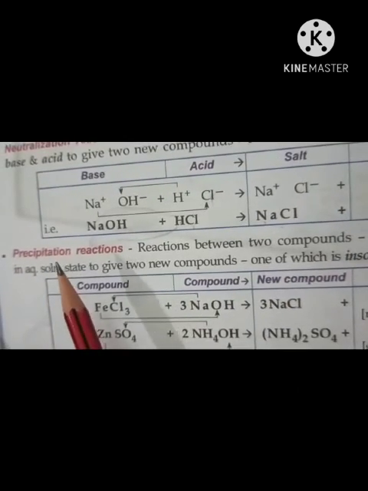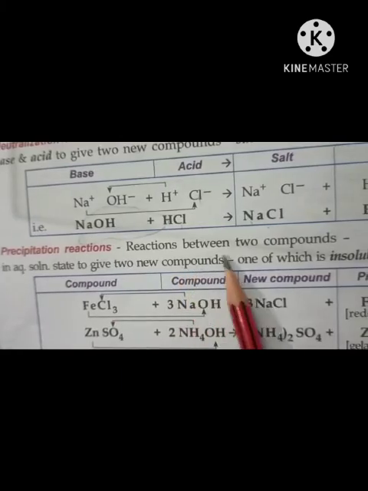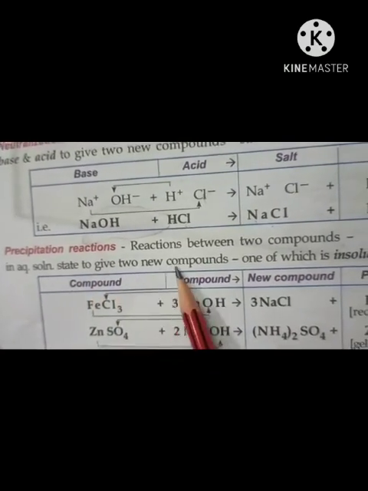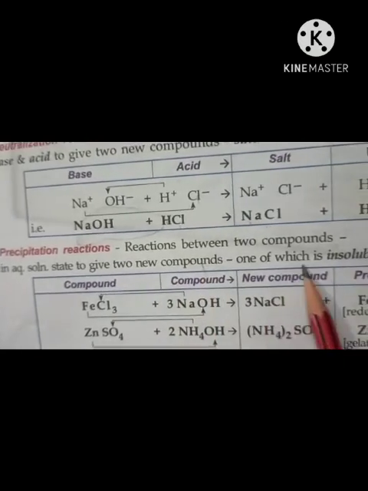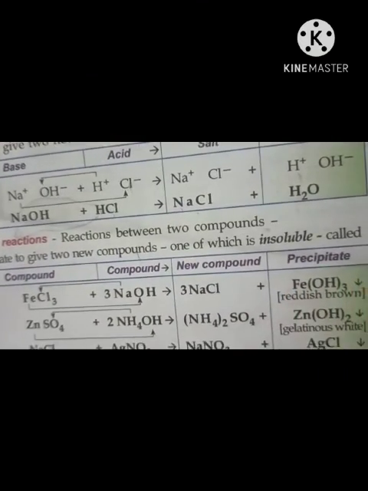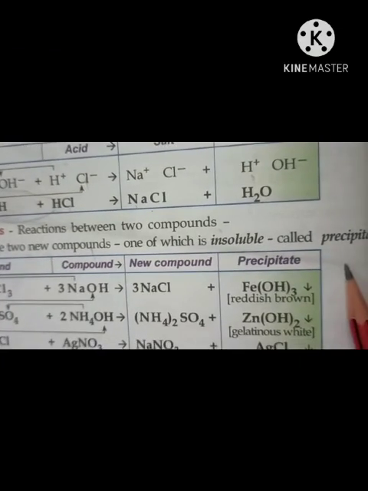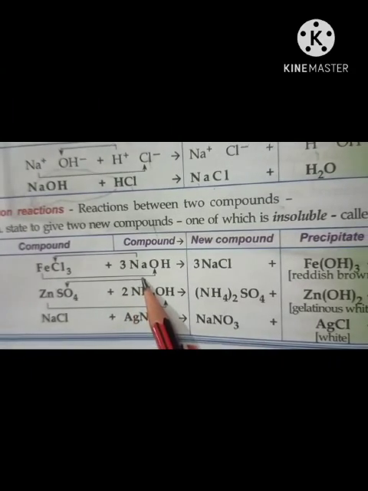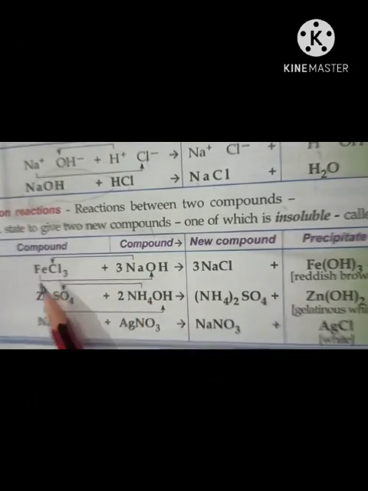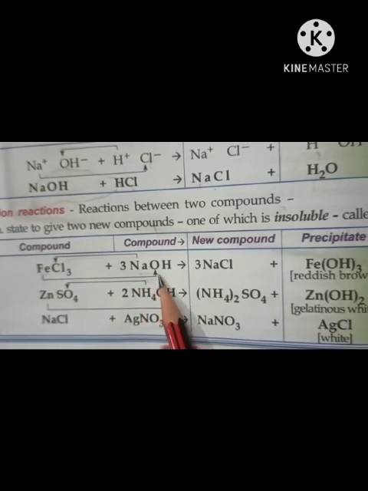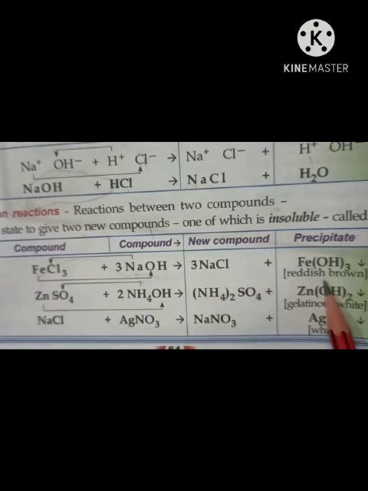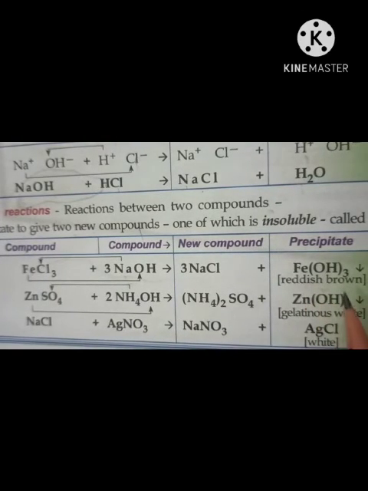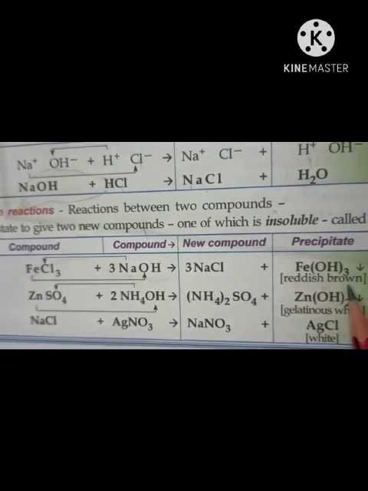Now next is precipitation reactions. Reactions between two compounds in aqueous solution state to give two new compounds, one of which is insoluble, that is called a precipitate. Now just look at here, when iron 3 chloride reacts with sodium hydroxide, Fe comes in place of Na and forms Fe(OH)3, iron 3 hydroxide, and it gives a reddish brown precipitate of iron 3 hydroxide.